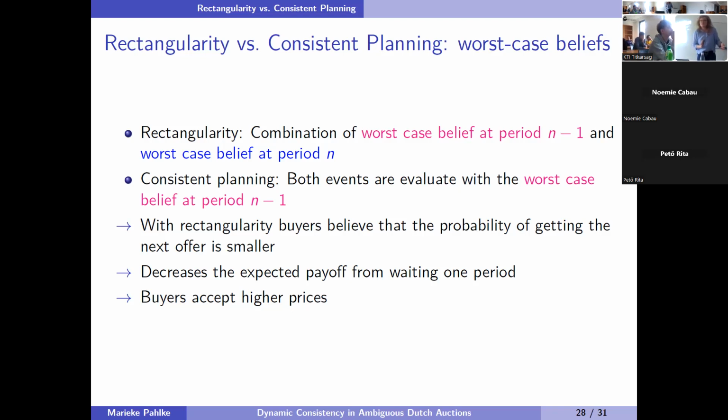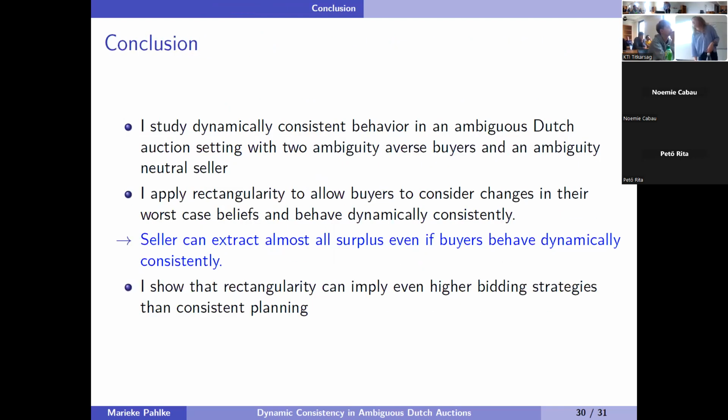Okay, so let me just quickly conclude. So we look at dynamically consistent behavior in ambiguous Dutch setting with two ambiguity-averse bias and ambiguity-neutral seller. And with the rectangularity, we can show that the seller can extract almost all surplus, even if the bias behaves dynamically consistent. So if we think about this rectangularity, we can show the revenue equivalence does not hold in this ambiguous setting, even with dynamic consistency.